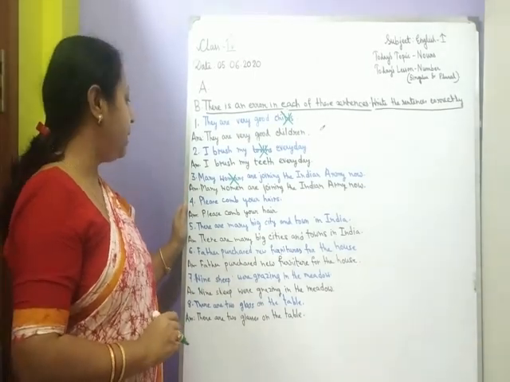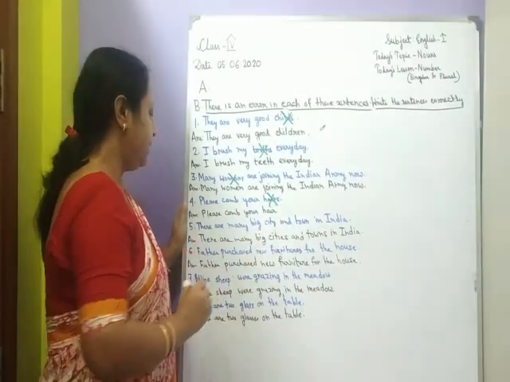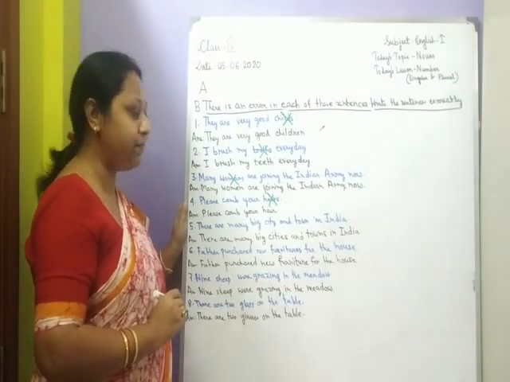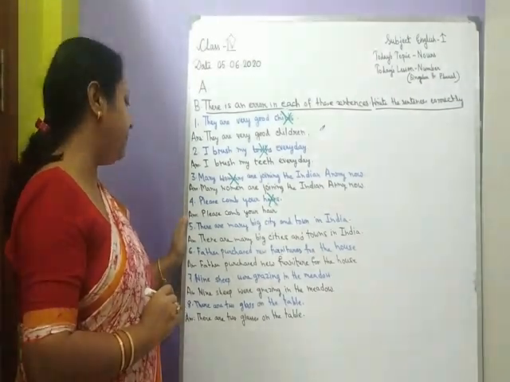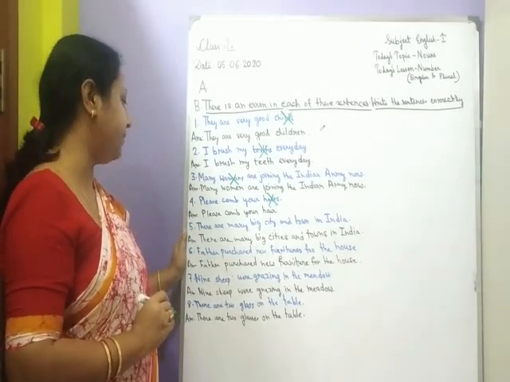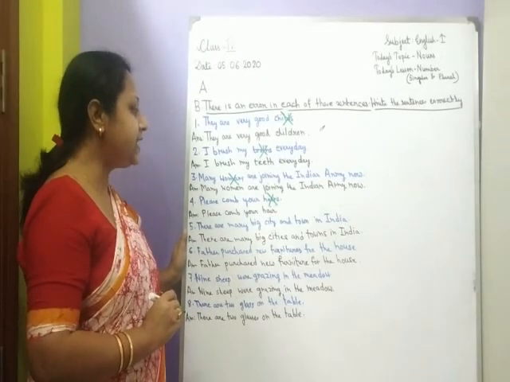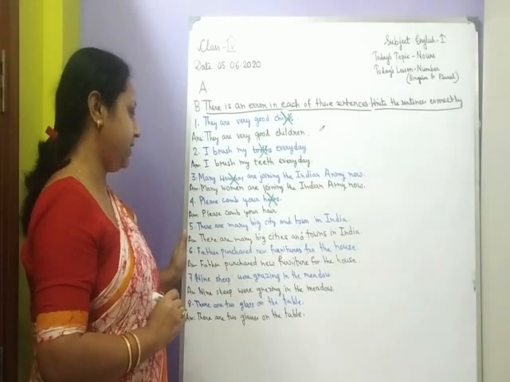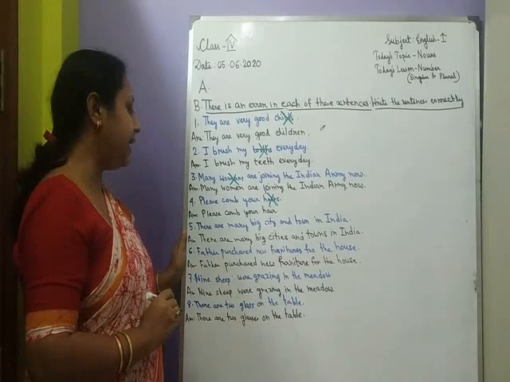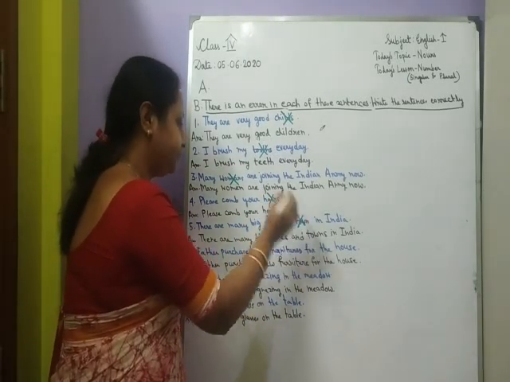Number 4. Please comb your hairs. Hairs is an error. It will be hair. It is an uncountable noun. So the answer will be please comb your hair. Number 5. There are many big city and town in India. City and town are incorrect. It will be cities and towns. So the answer will be there are many big cities and towns in India.